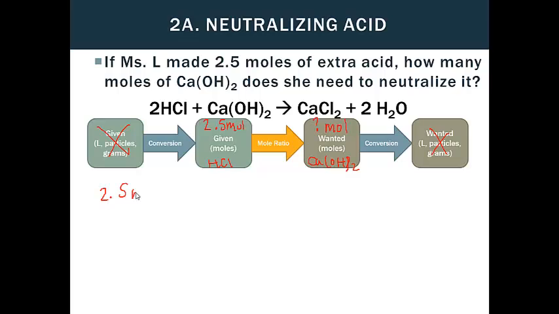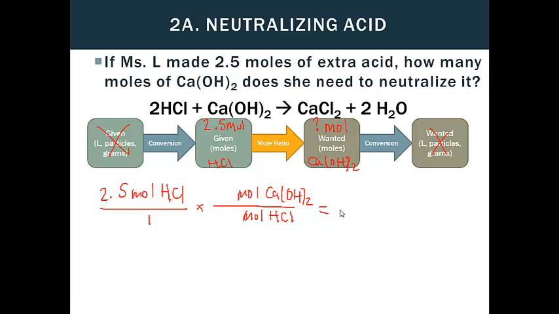So if there's 2.5 moles of HCl, I want to know how many moles of calcium hydroxide. I'm canceling out moles of HCl and putting moles of calcium hydroxide on top. So this is mole on top of mole, which is just a mole ratio. According to the mole ratio, 1 mole of calcium hydroxide for every 2 moles of hydrochloric acid. So hydrochloric acid cancels, and my answer is 1.25 moles of calcium hydroxide.